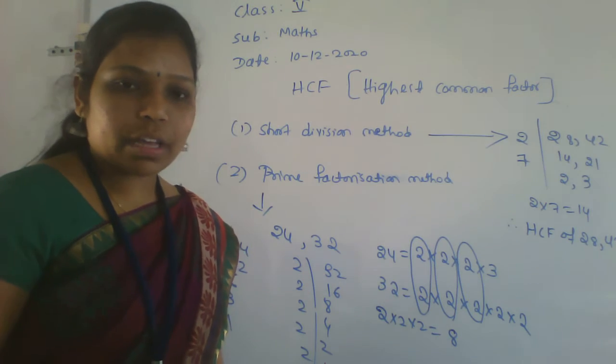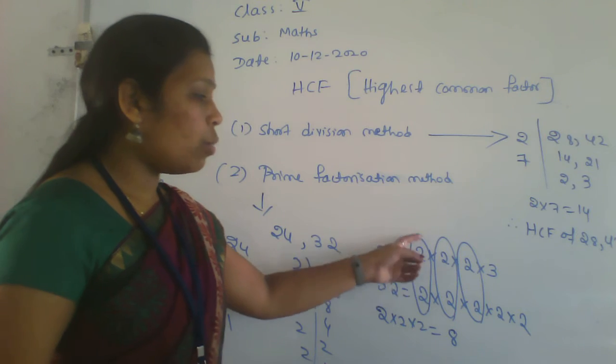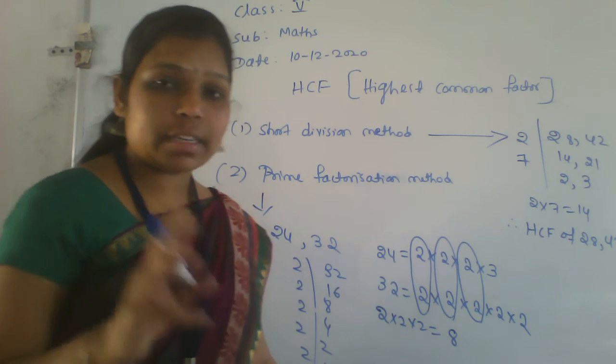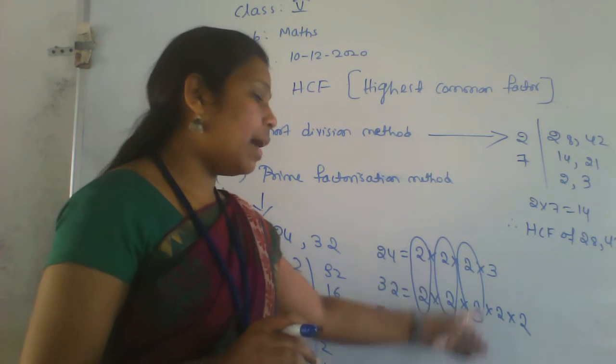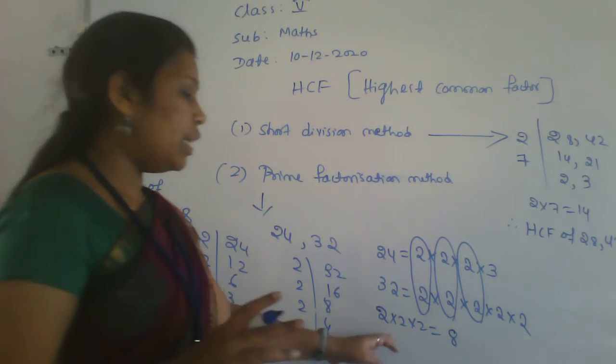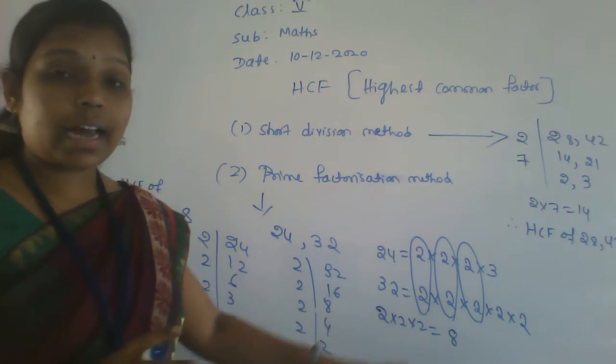Multiply by 3. Okay, how many times is it common? 1 time, 2 times, 3 times is the common. So only multiply by 2, that is 3 times. 2 into 2 into 2, you will get the answer as 8.